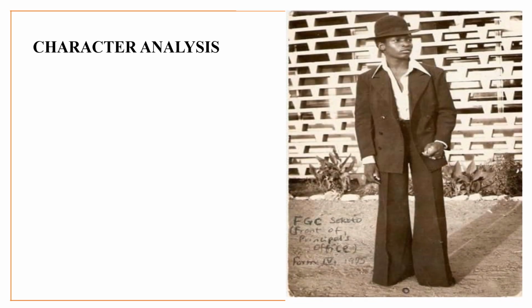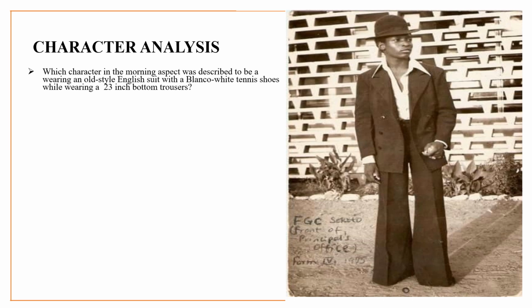Look critically at the picture displayed. Which of the characters in the book would you link to this particular picture displayed? Which character in the morning aspect was described to be wearing an old style English suit with blanco white tennis shoes while wearing 23-inch bottom trousers? It was Lakunle. And although that is not him being displayed, it to an extent gives a clear or similar representation of the character per the description given in the book.